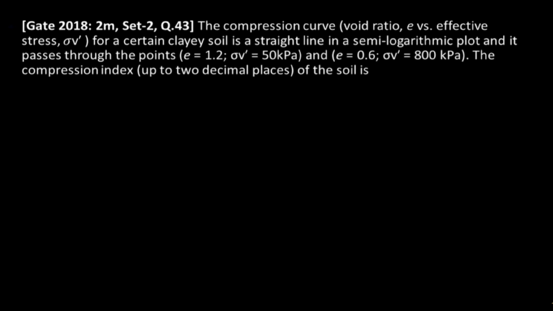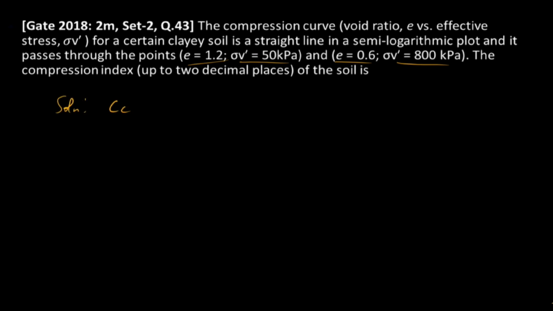In this question, they have given the compression curve, that is void ratio versus effective stress for a certain clay soil, which is a straight line in a semi-logarithmic plot, and it passes through the points E1, sigma V1 and E2, sigma V2. Then they are asking to find out the compression index.